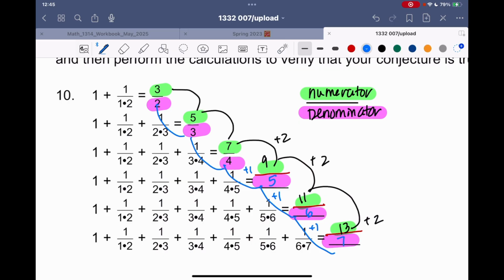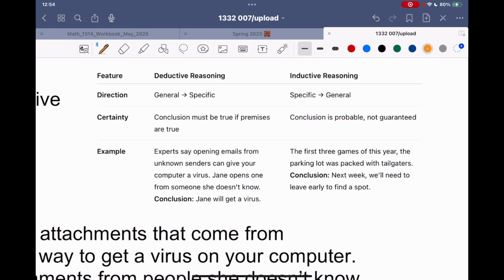So I'm going to go ahead and put a box around the answers. Let's make it something bright. So your first solution is 9/5. Your next solution is 11/6. And your third solution is going to be 13/7. A little bit more specifically.